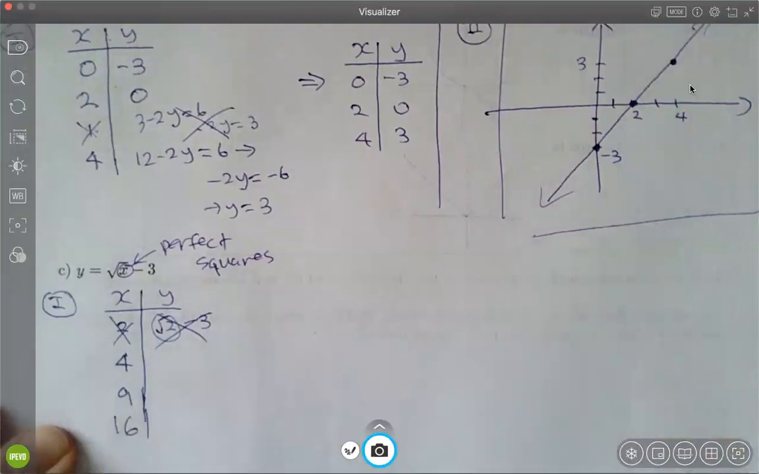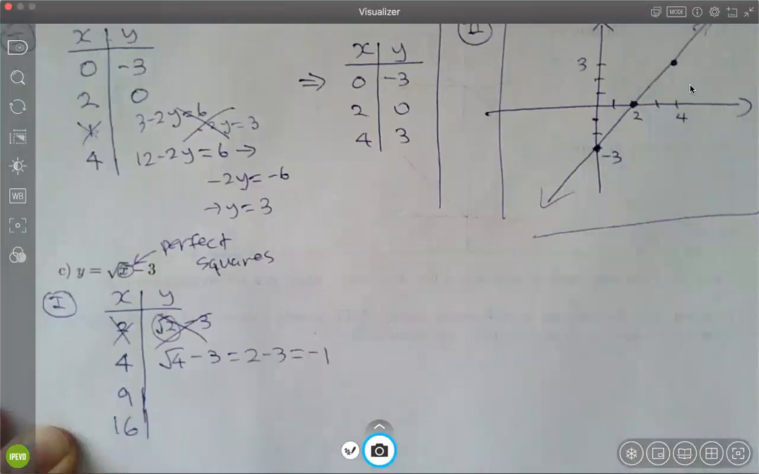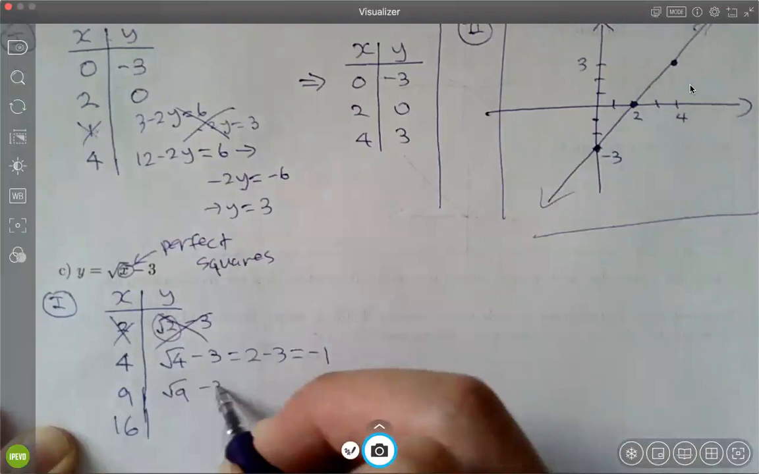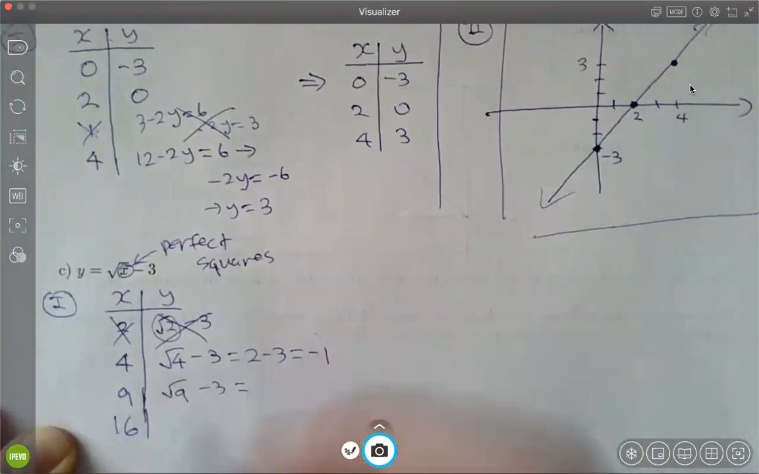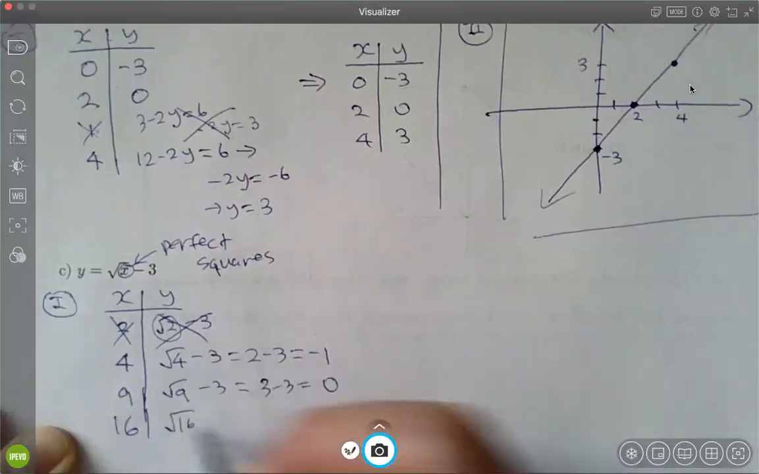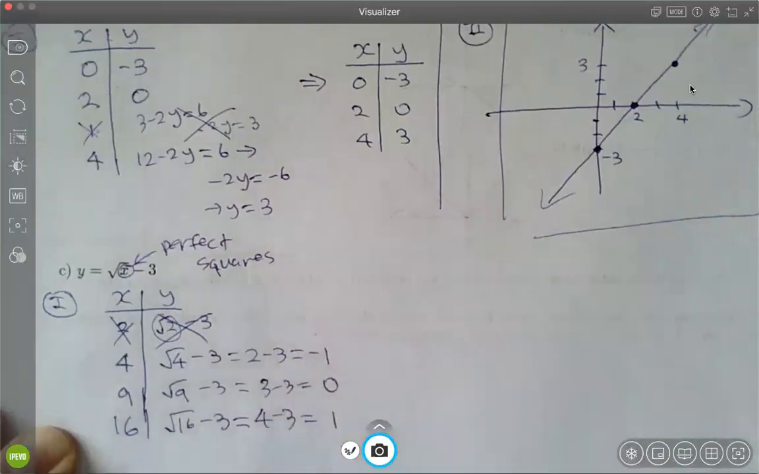So now, when x is 4, y is square root of 4 minus 3, which means 2 minus 3, so that's -1, right? And when x is 9, we have square root of 9 minus 3, and that's 3 minus 3, which is equal to 0. And when x is 16, we have square root of 16 minus 3. So that's 4 minus 3, so that's 1, right? Okay. So we have what? 4 comma -1, 9 comma 0, and 16 comma 1.